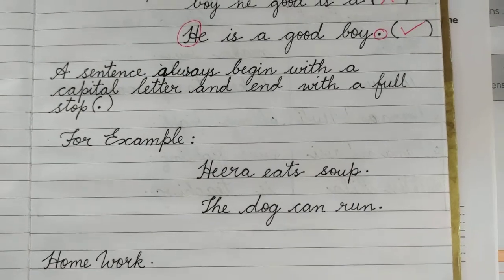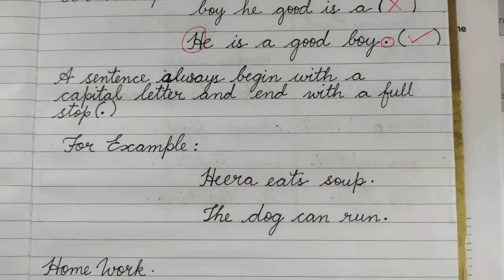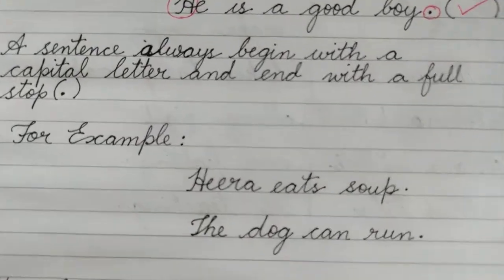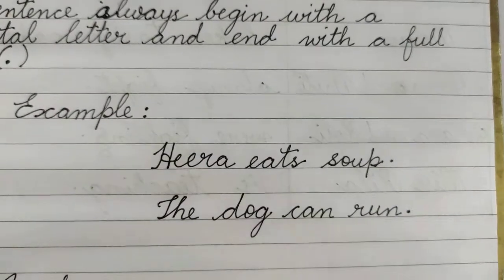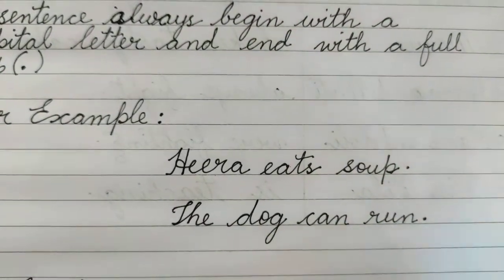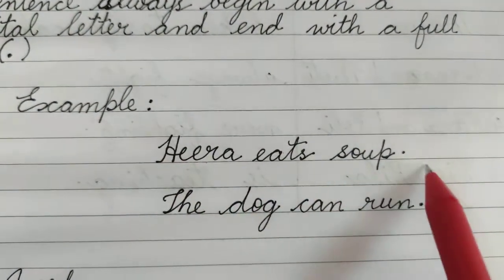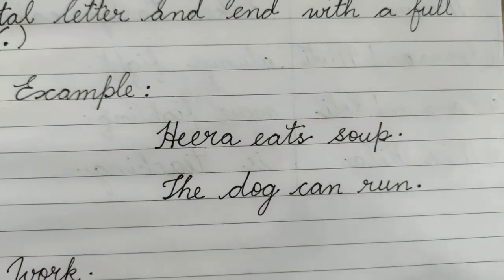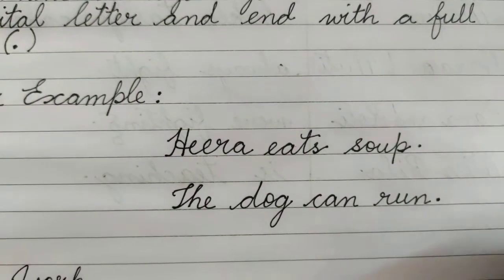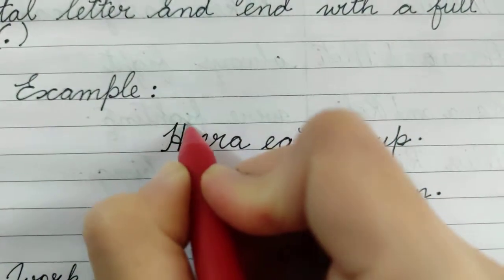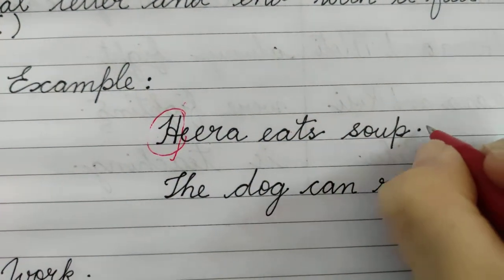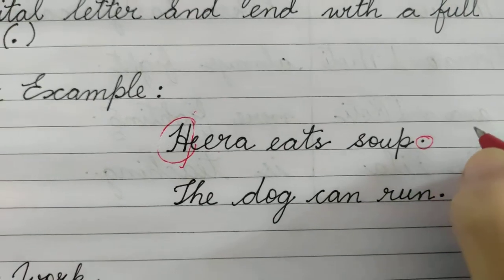Now, for example, we have two other sentences here, okay? That makes complete sense. Also, it begins with a capital letter and also it ends with a full stop. Now let us look at these two examples. "Hira eats soup." Okay, now that makes sense. This whole sentence makes sense because it tells us that Hira is eating soup, okay, that he eats soup. Now here also, do you see we begin with a capital letter, okay? And we end the sentence with a full stop.